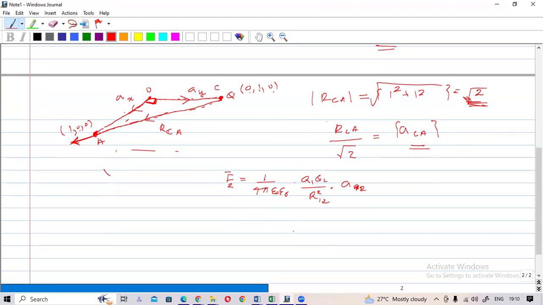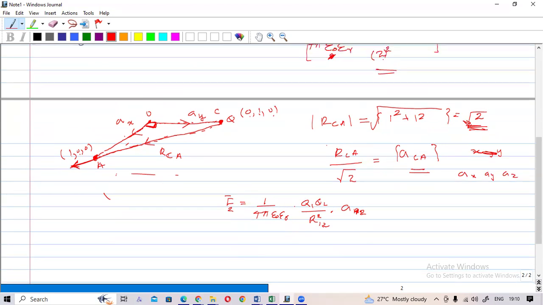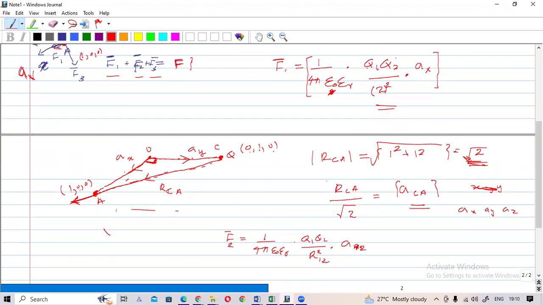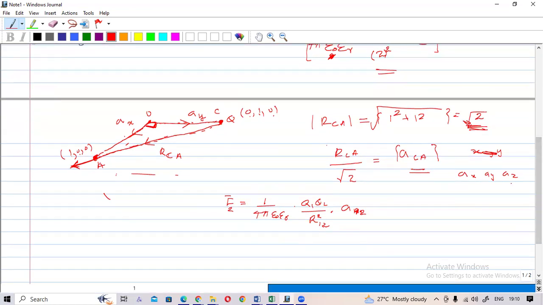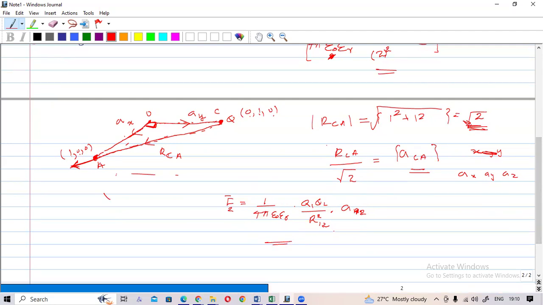So this RCA also you can find. You can't keep RCA; you have to find it with respect to X, Y, Z, that is with respect to AX, AY, AZ. First we have found AX. So this one also we have to find with respect to AX, AY, AZ. So this is correct. If we use this one, it is identical to this one.